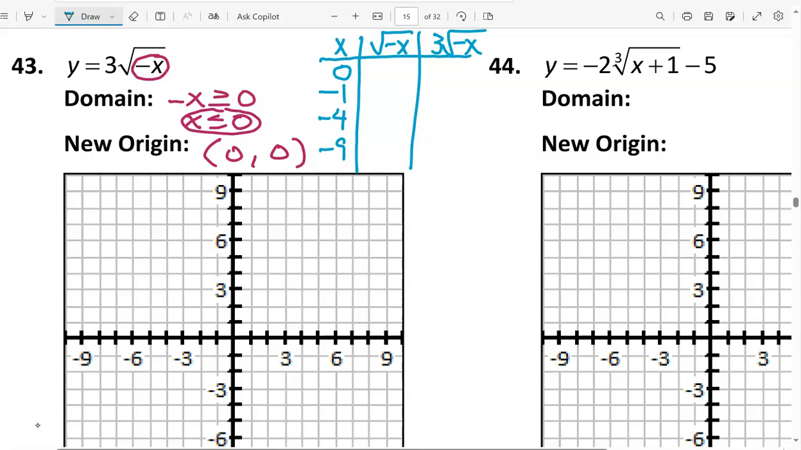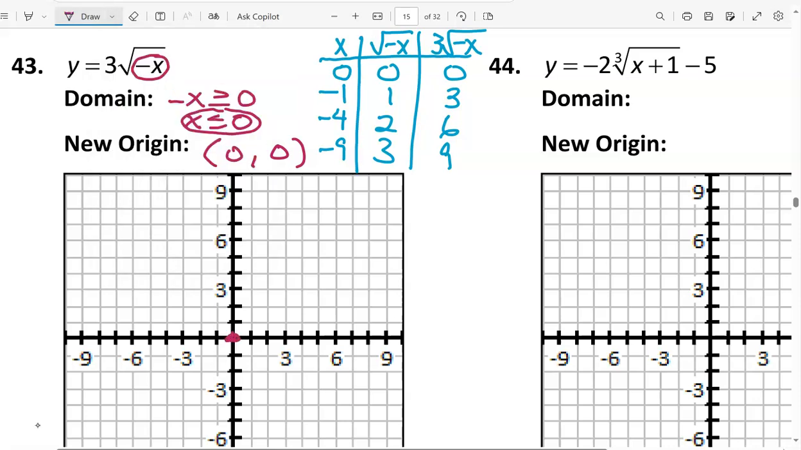The opposite of 0 is 0, its square root is 0. The opposite of -1 is 1, its square root is 1, and so on. That's going to give us 2 and 3. Multiply each of those by 3, and now we have the y values. So I'm just going to graph 0, 0.